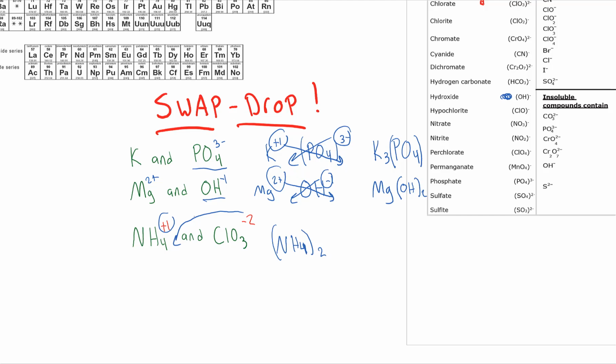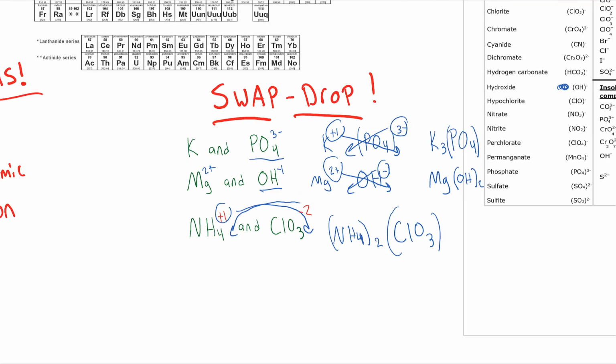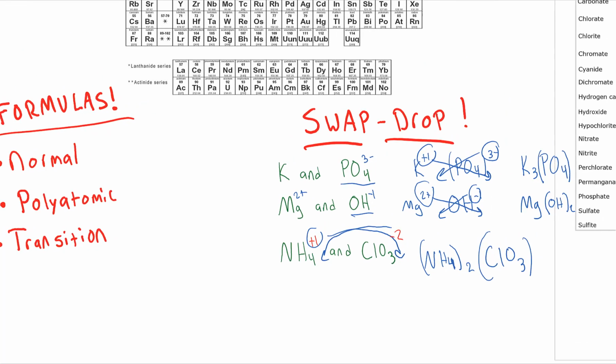Anyway, this one is going to go down here on the ClO3. So ClO3, and I have 1 of them, but chemists don't write 1s. We're lazy. So (NH4)2 and then ClO3, which sometimes you will see without the parentheses, but I like to write it with them before you really know what you're doing. Like you probably don't. So that's how you swap drop with polyatomics.